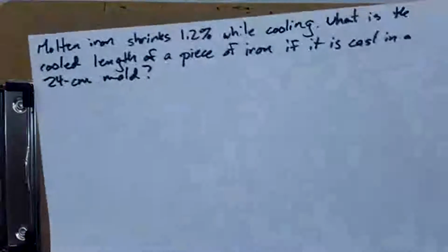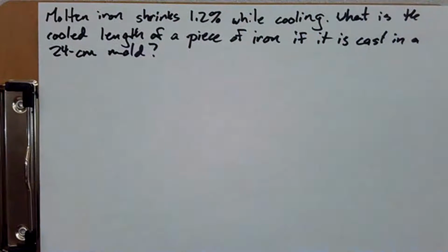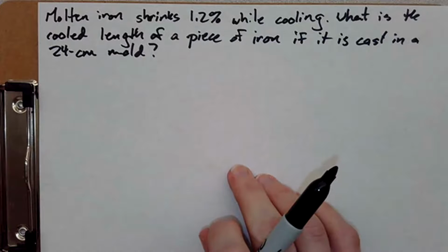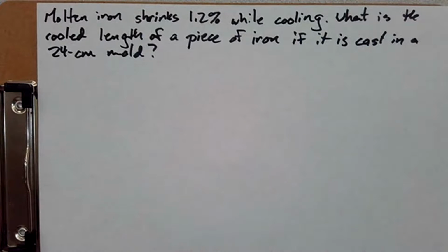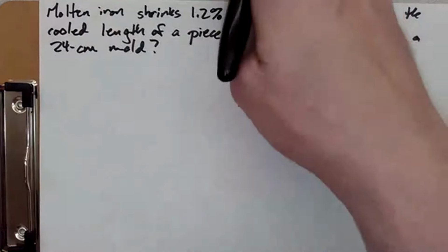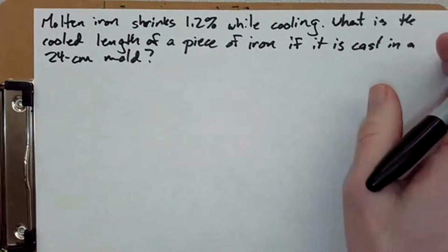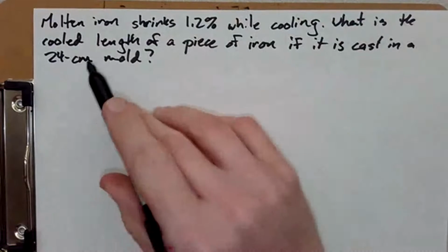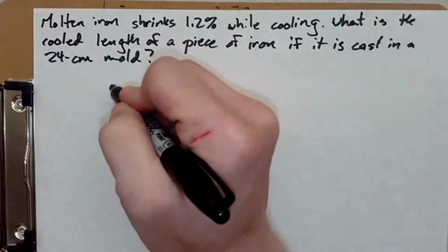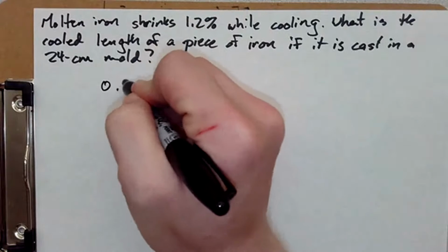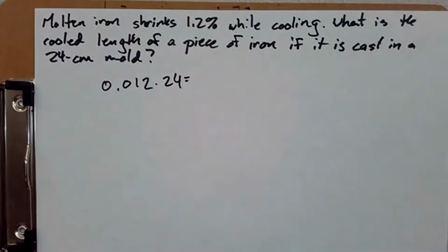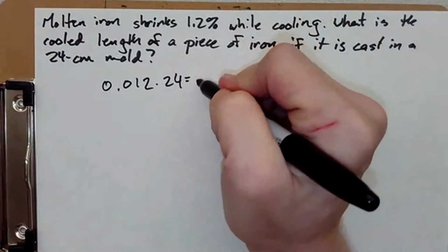Next, molten iron shrinks 1.2% while cooling. What is the cooled length of a piece of iron if it is cast in a 24 centimeter mold? So it's cast in a 24 centimeter mold. We want to know the length if it shrinks 1.2%. So first, we're going to take 1.2% of 24, so that's 0.012 times 24, which gives us 0.288.